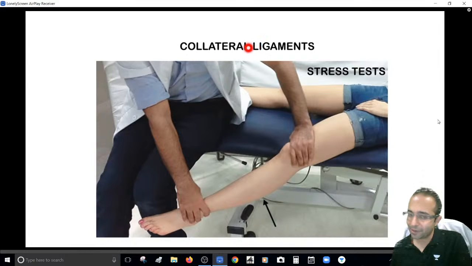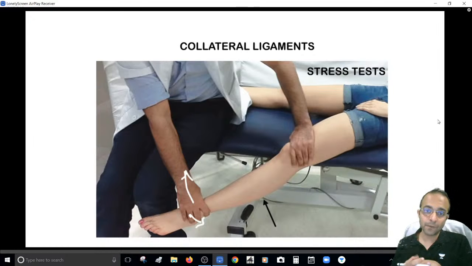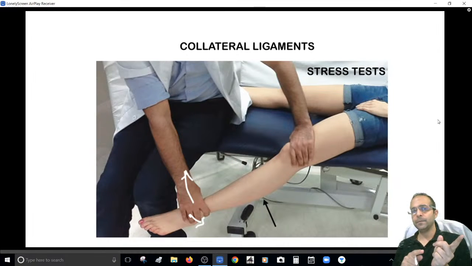When you have the collateral ligaments torn, we test them by the stress test. You hold the leg in one hand and then you give a varus and a valgus twist to the leg. If a particular collateral ligament is torn, you can move the leg to a greater extent on the opposite side. Like if the MCL is torn, this leg will move a lot to the lateral side because the MCL cannot resist that stress. It's broken. You can always compare with the other side.